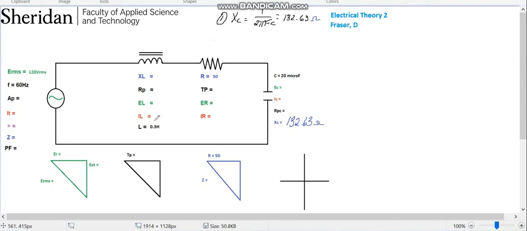We can find our inductive reactance. Now we can do this one. Inductive reactance equals 2 pi FL. So 2 times pi times frequency times 0.3 henries, I get 113.1, so I can put that here.